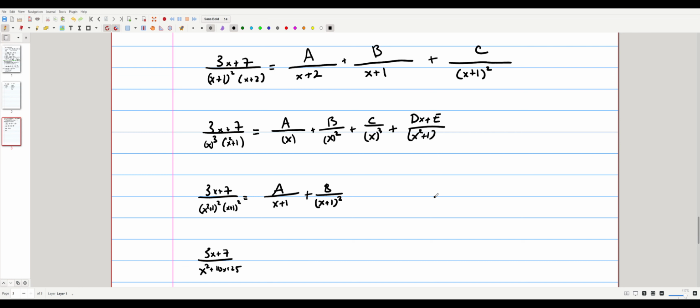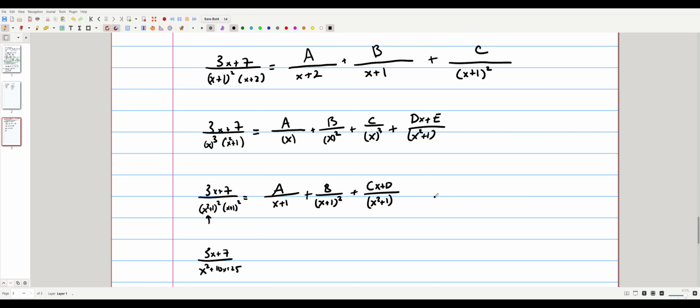Then we have our next term, x squared plus 1 squared, right? And since this can't be factored, we talked about why it couldn't be factored in the previous problem. The arbitrary numerator must be only 1 degree less than it. So since it's x squared plus 1, our numerator must be cx plus d, over x squared plus 1.